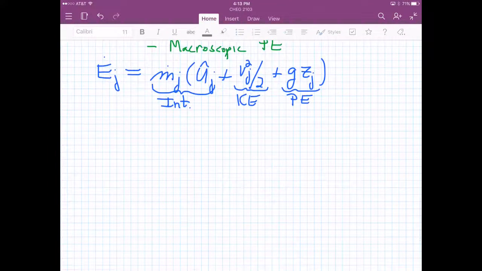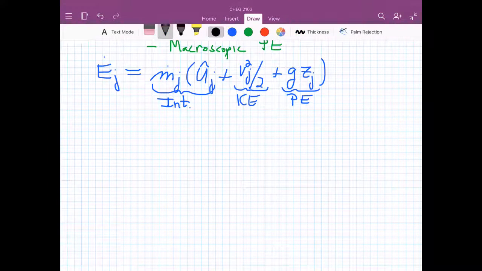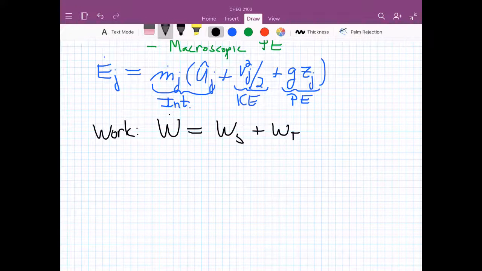The other thing we want to continue to consider is work. So my work term, I'm going to divide into two pieces. I'm going to call one of them shaft work, which is work done by motors or shafts or things in the flow field or in the fluid itself, plus what I'm going to call flow work, and this is work done by or on the fluid, moving it through the different processes, through the different pipes, or things that get it around.